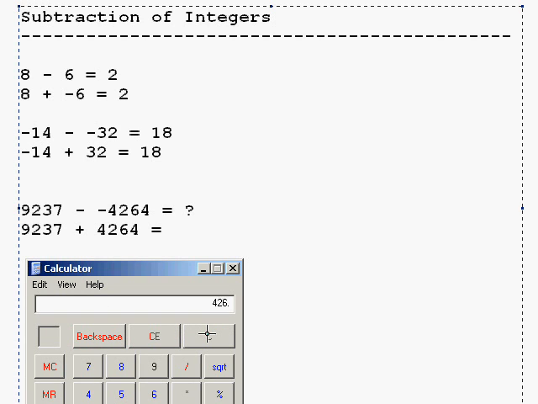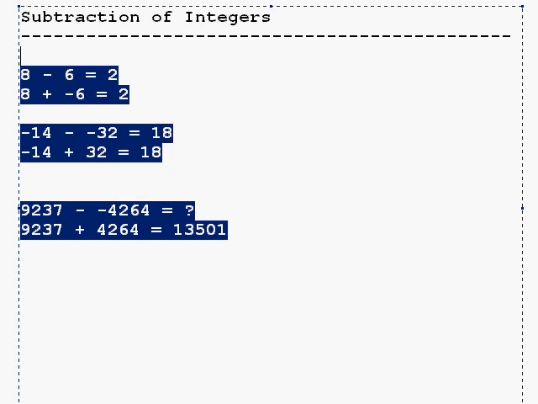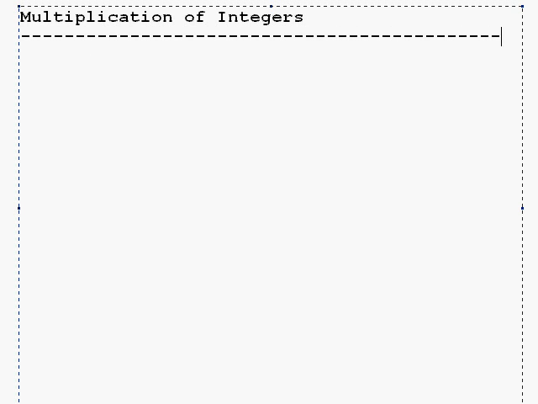Alright, so we've looked at addition and subtraction, and now we're going to look at multiplication and division. Multiplication of integers is pretty easy. If we have, say, 6 times 8, that's 48. Let's say negative 6 times 8.